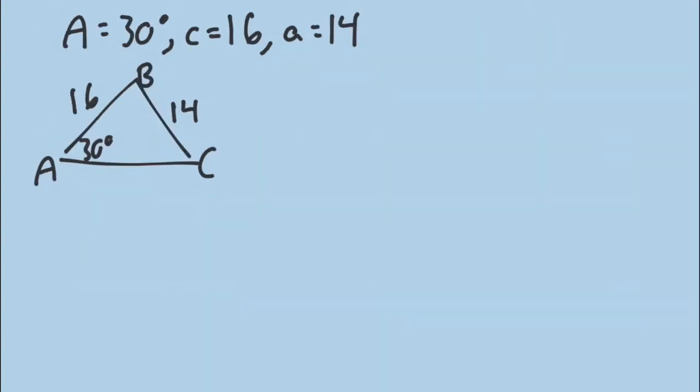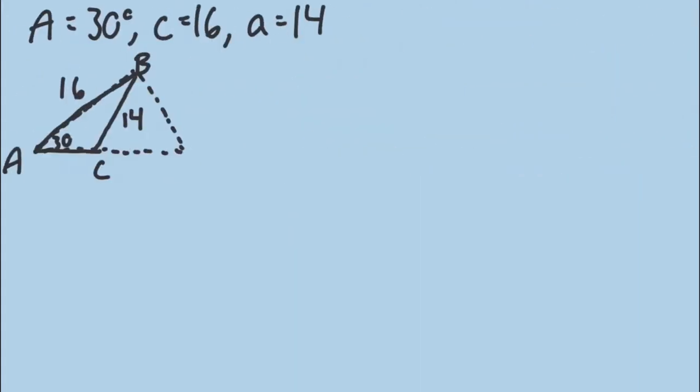So for this case, we're given angle A is 30 degrees, side C is 16, because that's lowercase c, so that's across from angle C, and then side A, across from capital A, angle A, is 14. The triangle could look like this, but it could also look like this, where the dotted line is the old triangle that I drew, and what I did was slide side BC over, but I didn't change the angle that was given or the two side lengths that were given. So this triangle could be a possible solution with the given information.